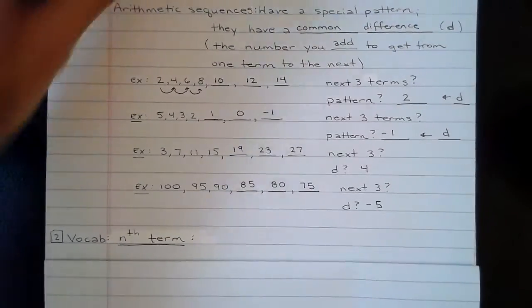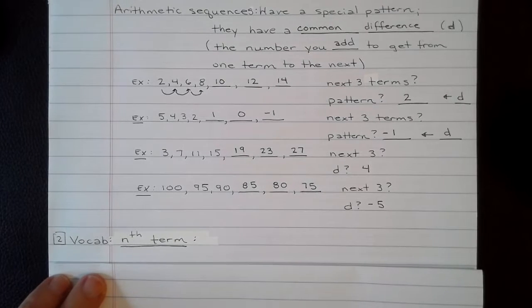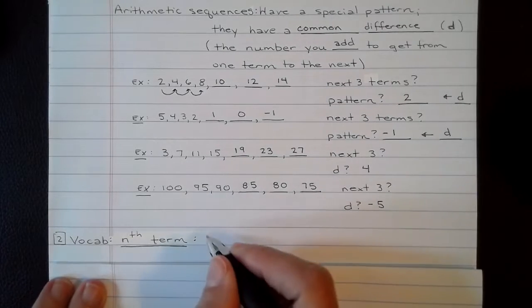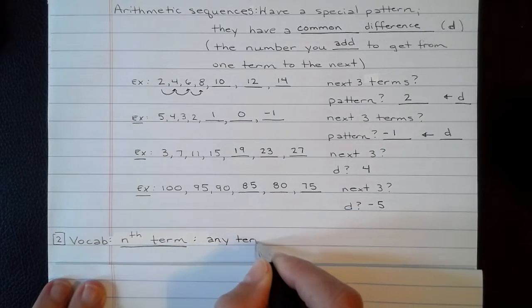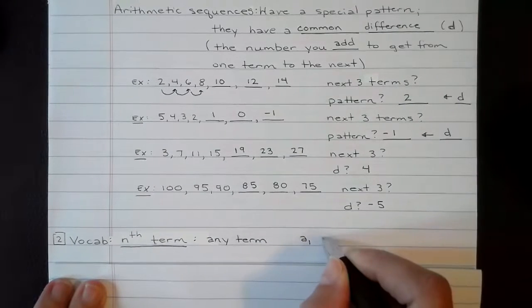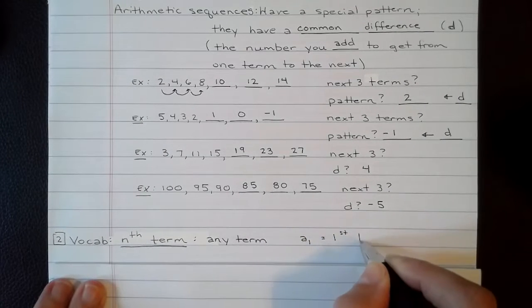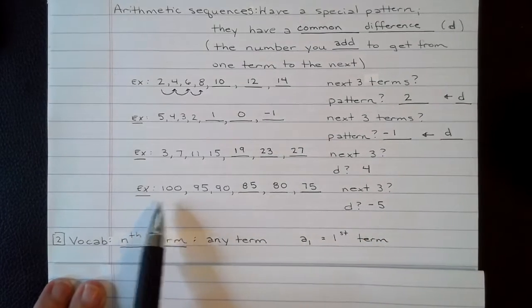All right, now we need a little vocabulary here. What in the world is an nth term? Well, I'll tell you right now, an nth term is just any term. It can be any term. If I were to write A1, that just means the first term. The first term of this sequence is 100.